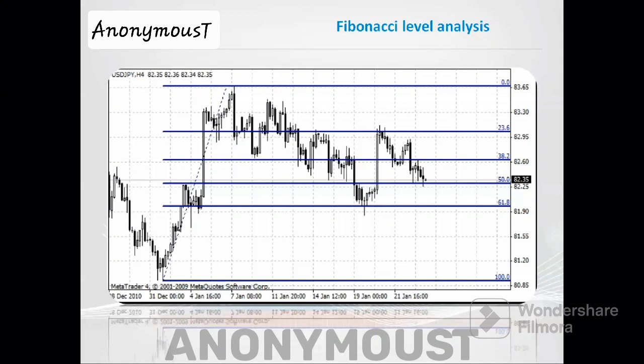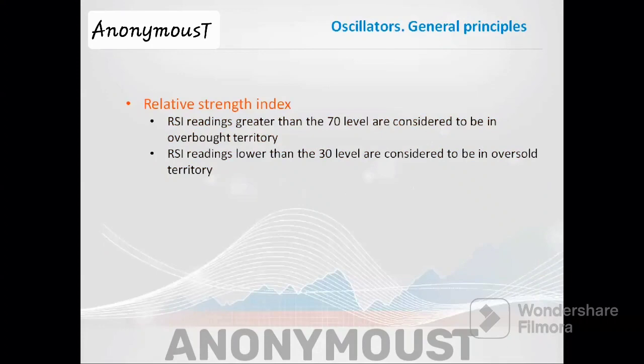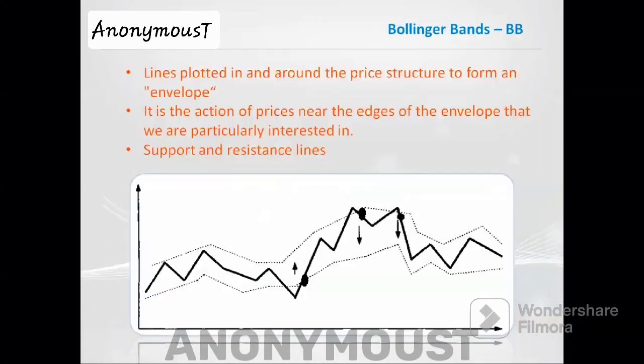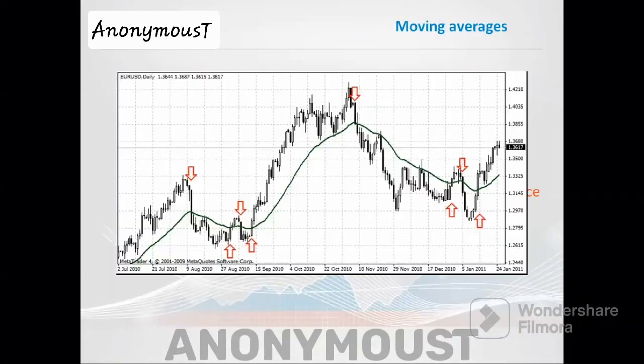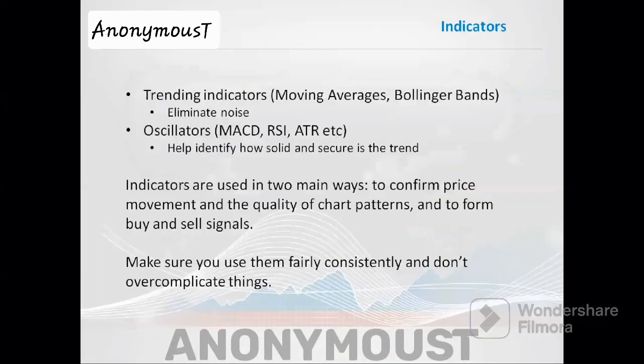So we'll just go back to all the slides and do a small revision of all the slides. Which are the trending indicators? The moving averages and Bollinger Bands. And the oscillators are the MACD and RSI. Now how do you differentiate between the trend indicators and oscillators?